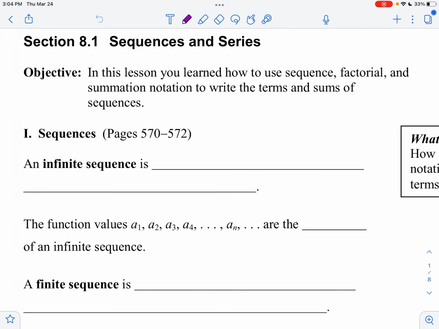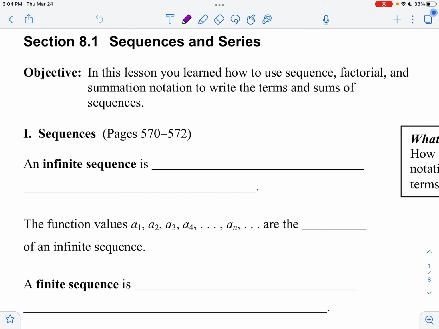Hey guys, today we're starting a section on sequences and series and probability. This is going to be fun, it's going to be different, but it's some stuff that you'll definitely see again in college or even next year if you take statistics. So talking about sequences first.